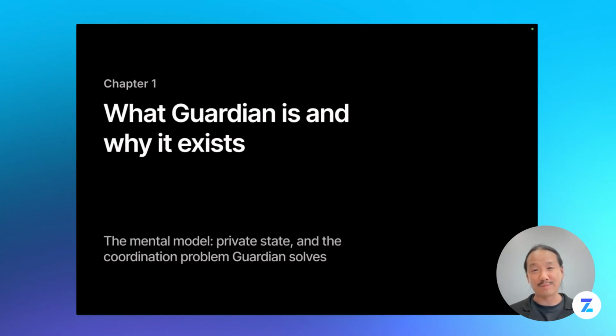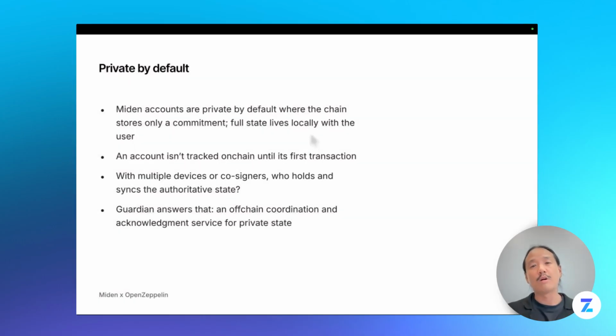Before we touch any infrastructure, let's go over the mental model. Miden accounts are private by default. On a public chain like Ethereum, anyone can read account state from the ledger. On Miden, the chain only stores a cryptographic commitment to your account state. The full state lives with you, locally. In fact, an account isn't tracked on chain at all until its first transaction. Before that, the network knows nothing about it.